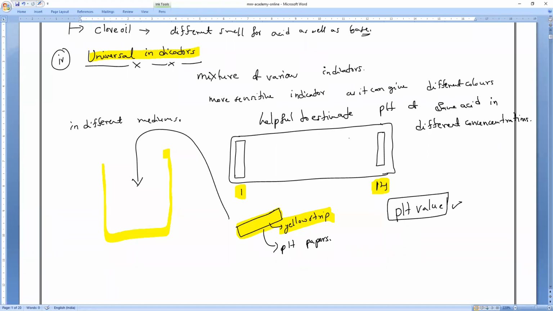So you might have seen this color chart. Have you noticed it, everybody? The color chart varies from 1 to 14. Universal indicator. Class 8 also it will come.